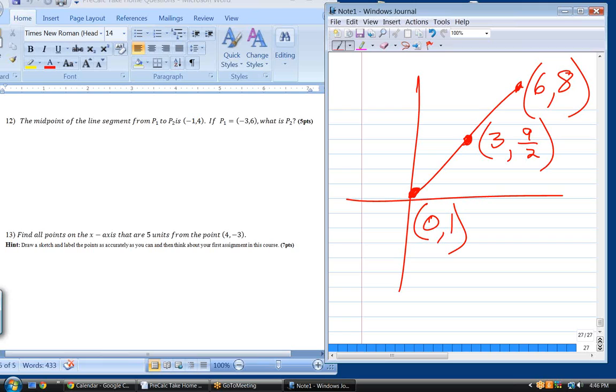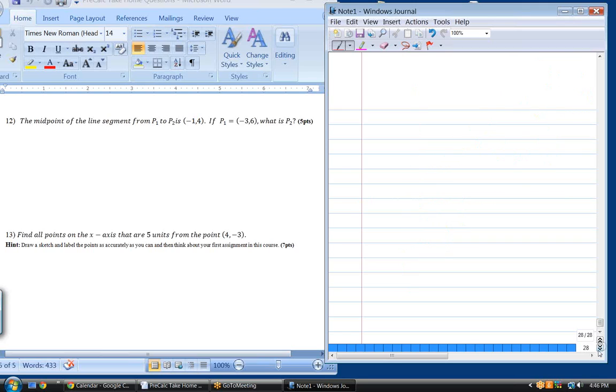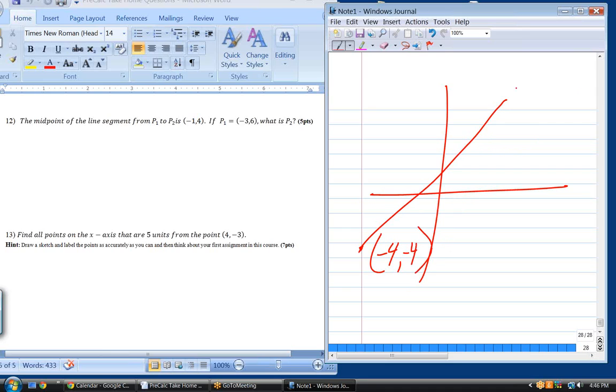Right. Okay, now let me give you a slightly harder one involving negative numbers. Now that point's minus 4, minus 4. And this point is 5, 7. Now what's the midpoint? Is this point right? 5.